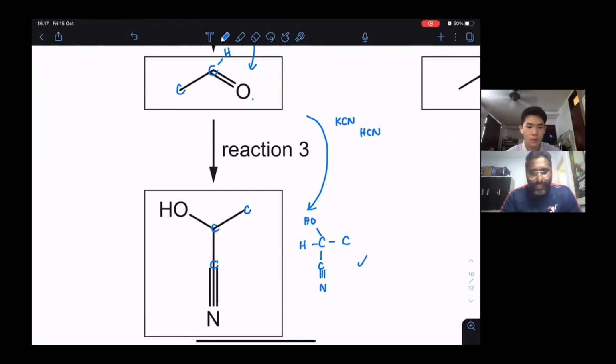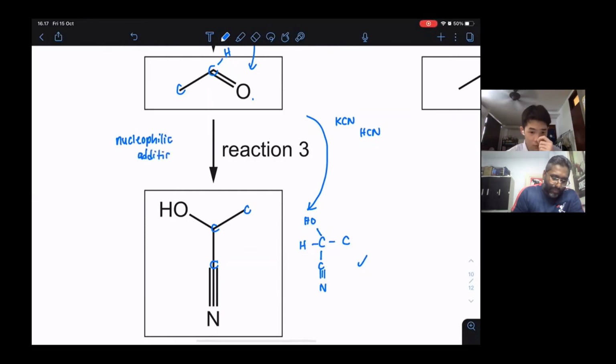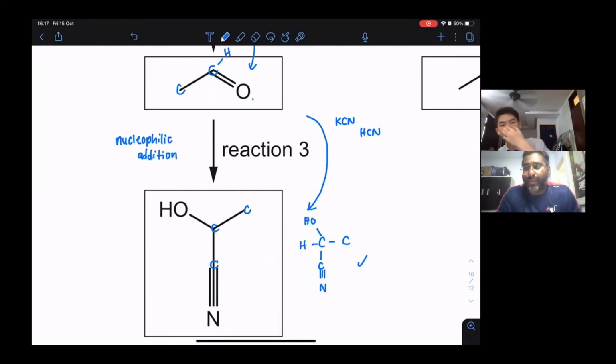The only reaction that aldehydes and ketones undergo, if they ask you what is going to be the mechanism of the reaction, the mechanism is going to be nucleophilic addition, because all carbonyl compounds will undergo nucleophilic addition. So you can take note of this.